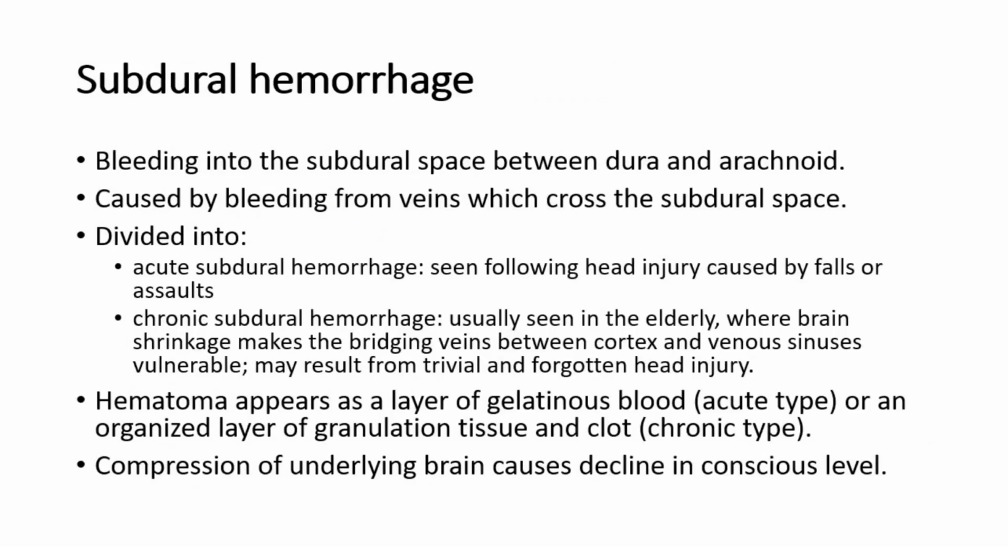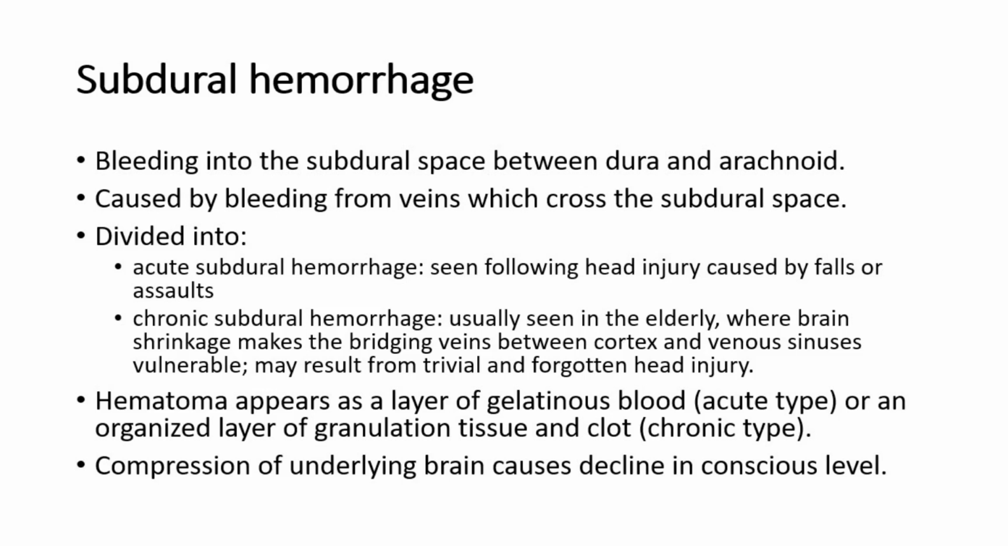Next, the second type is subdural hemorrhage. This is bleeding into the subdural space between dura and arachnoid, caused by bleeding from veins which cross the subdural space. Subdural hemorrhage can be divided into acute subdural hemorrhage, seen following head injury caused by falls or assaults, or chronic subdural hemorrhage, usually seen in the elderly, where brain shrinkage makes the bridging veins between cortex and venous sinuses vulnerable. This may result from trivial and forgotten head injury.